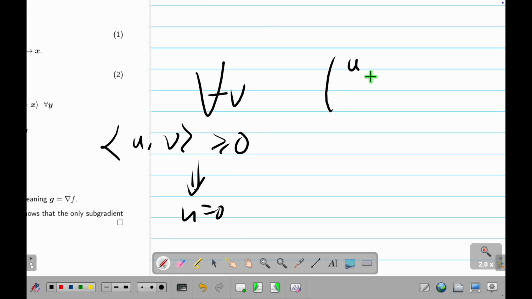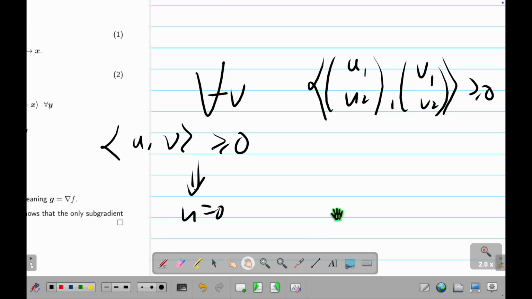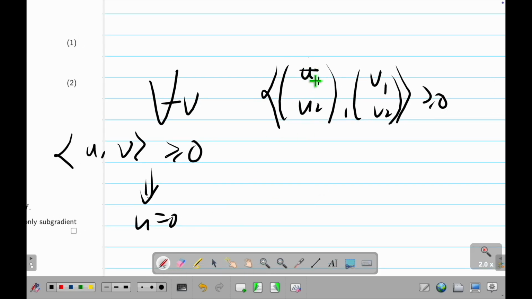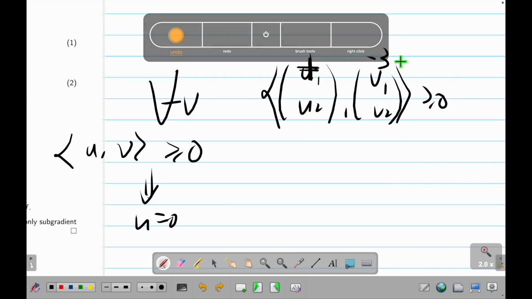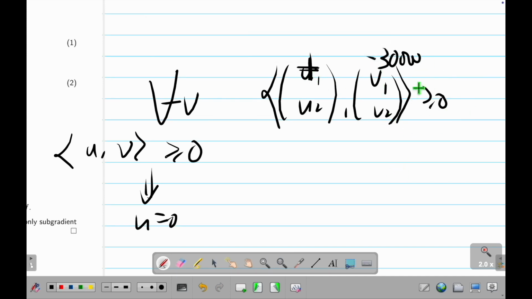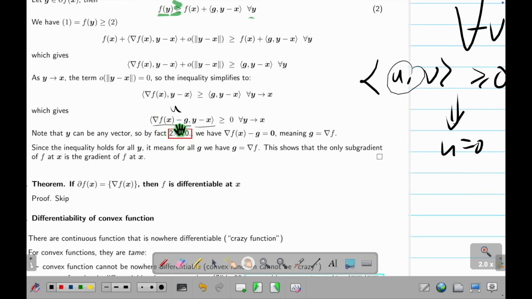So u1, u2, okay, v1, v2. I have this, right? If this part is positive, because this is free for any number, I can choose this to be -3, then this is false. Or I can choose this to be -3 million, then this is false. Because don't forget this is for any v. So if the inner product is larger than 0 for any v, then this guy must be 0. That means the gradient of f minus g is 0. That means g is the gradient of f.